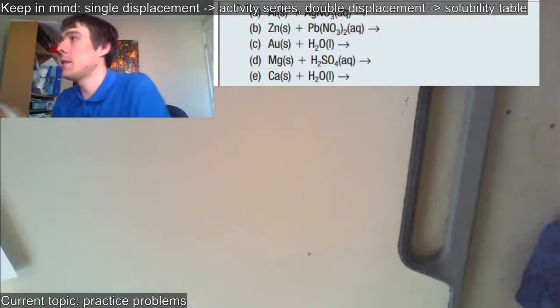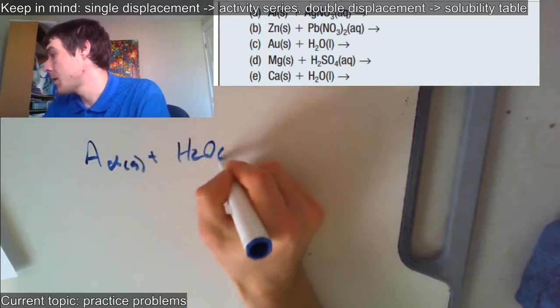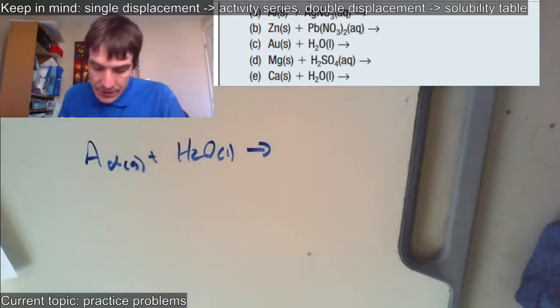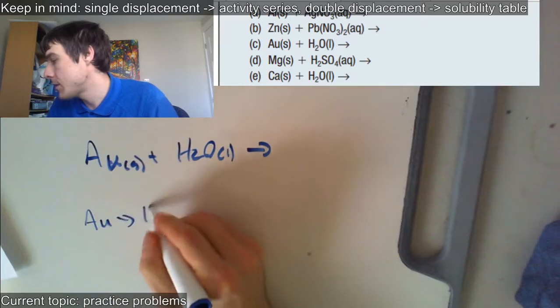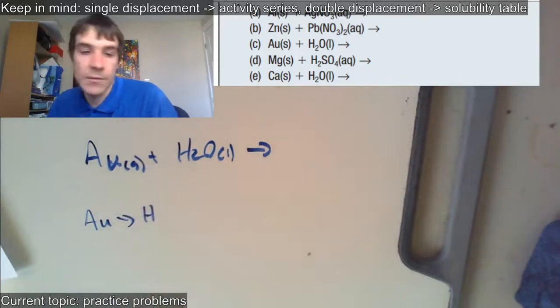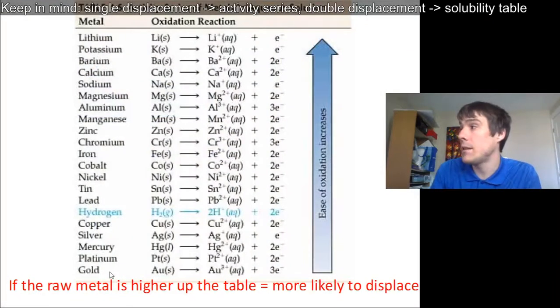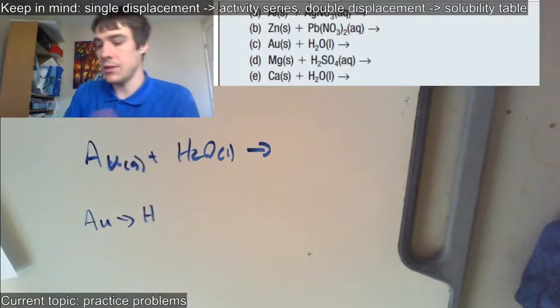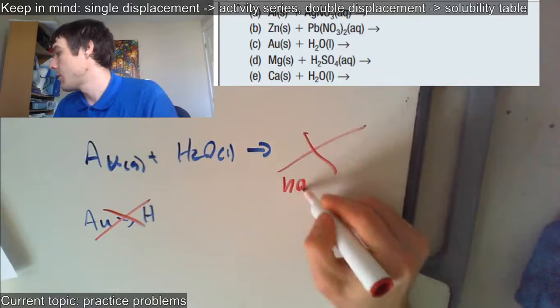Look at the next one. Gold plus water. So let's see if gold will displace water. In order for gold to displace water, gold needs to be stronger than water. Stronger than hydrogen, I should say. And when we look at this, gold is way down at the bottom. It is the weakest one. So no, it's not going to displace the hydrogen in the water. In fact, it has to be up around here to displace the hydrogen. So no reaction. That doesn't happen.